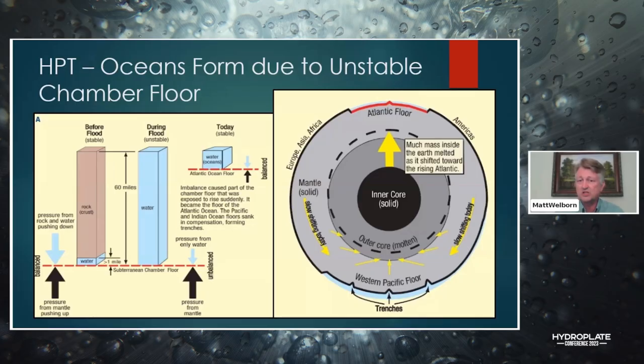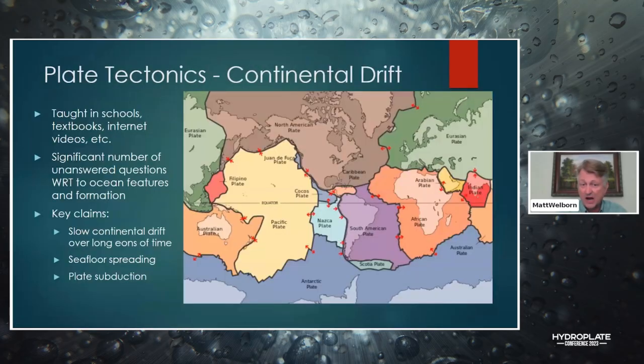And not only did it shift a large part of all that rock and that solid inner core of the Earth towards the Atlantic floor. Remember that Atlantic floor rose up in that 60-mile void there. But the Pacific Ocean at the same time is being pulled up. And that's important. We'll see that as it's sucking that ocean floor up, it's pulling down these trenches, and the entire Pacific floor is subsiding. So that's kind of the high-level summary of how the hydroplate theory explains the initial formation of the oceans.